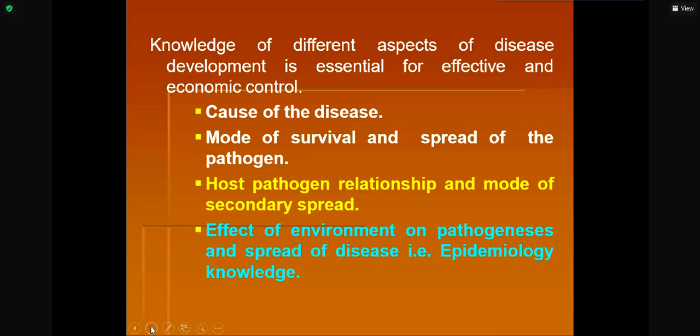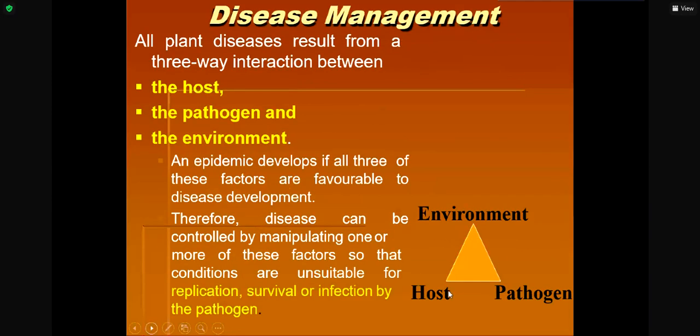The disease triangle. You can see here, there are three components of the disease triangle. Number one, the host, then the pathogen, and the environment. There are interactions among these three components. Host interacts with pathogen, pathogen interacts with host, and both host and pathogen interact with environment. Whether there will be disease or not depends on the interaction among these three components.